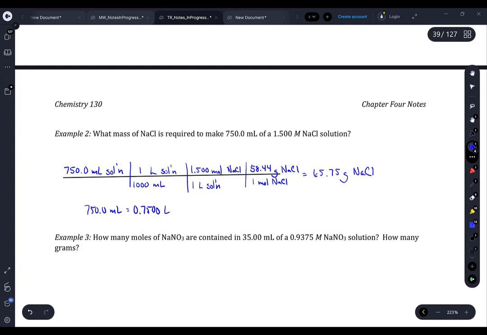So I think as we can see in this problem, the molarity now gives you a way to get at moles from volume of a solution. Okay.